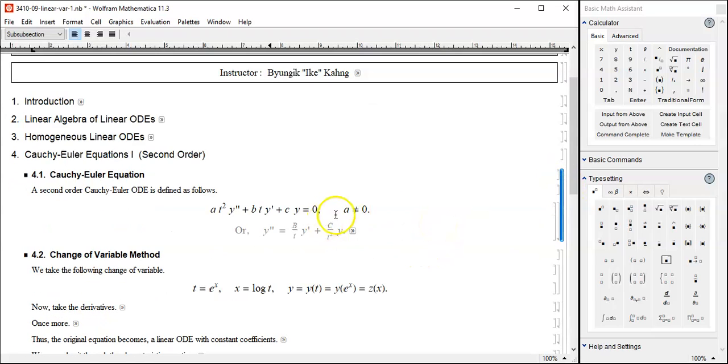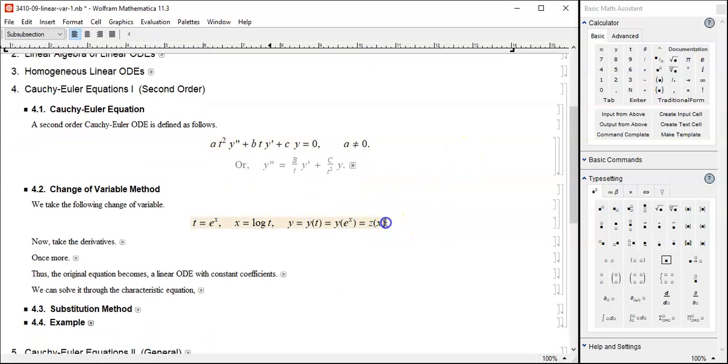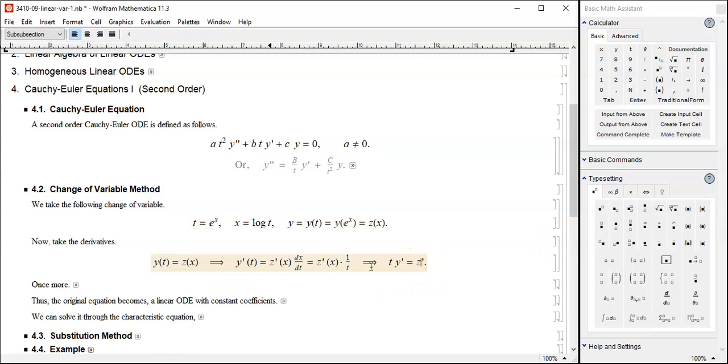Whenever you have a Cauchy-Euler equation, we take a substitution, t as e to the x, consequently x is log of t, and then express y as a function of x. So instead of y of t, rewrite it as z of x. Okay? Alright. And then take derivatives.